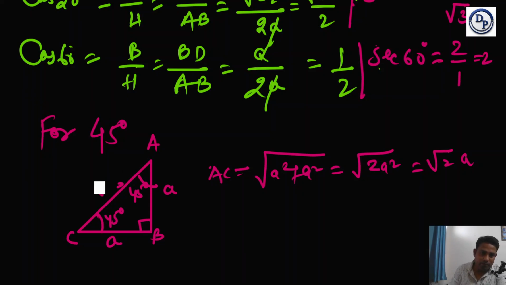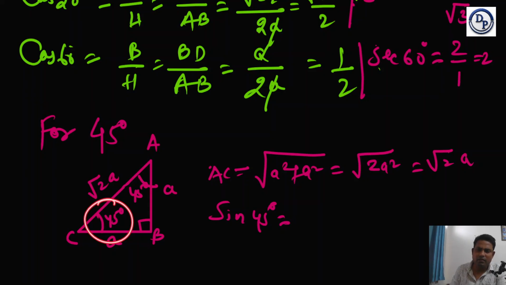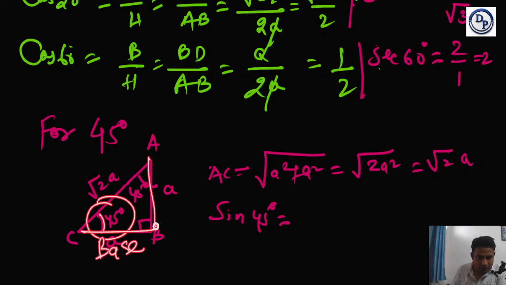This becomes root 2A. Okay, so now we can use sine 45. If we consider this angle as 45 degrees, sine is again P by H. Considering this angle as 45 degrees, this is the base and this is the perpendicular. Okay, so this becomes P by H.